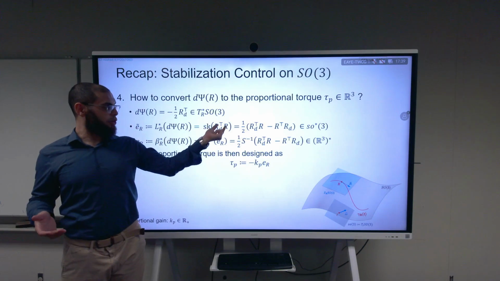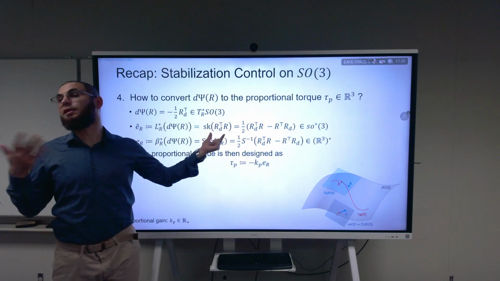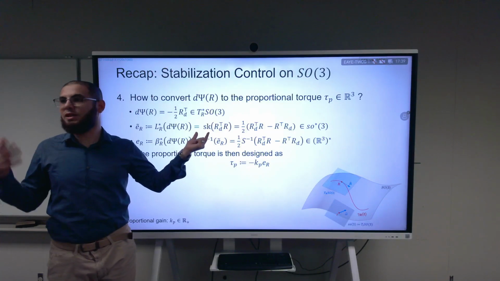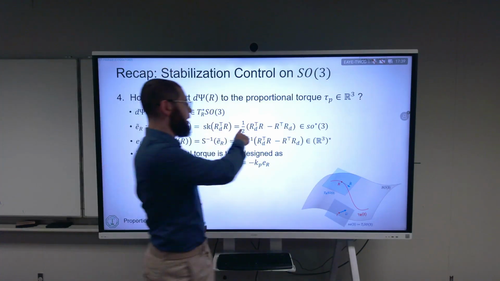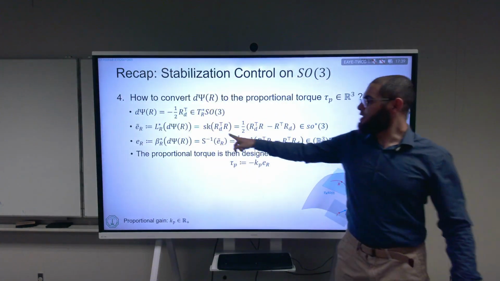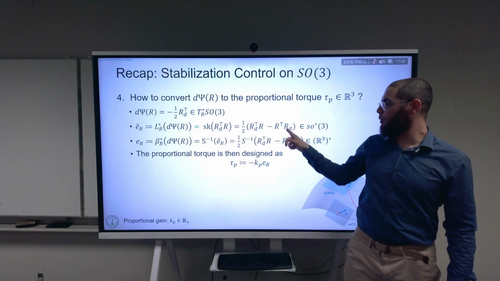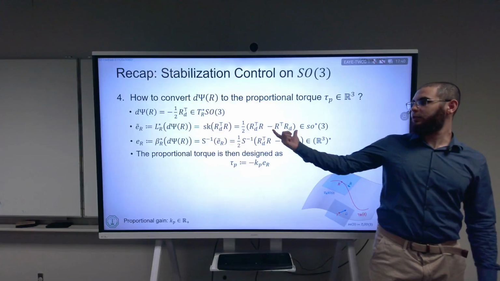And R desired transpose R, as we discussed earlier, was not guaranteed to be skew-symmetric. That's why we do a skew-symmetrization of it. What is this skew-symmetrization? Simply given by this expression. The skew-symmetric term of any matrix A is (A minus A transpose) divided by 2. That's exactly what you see here.